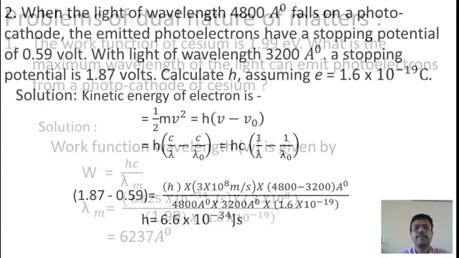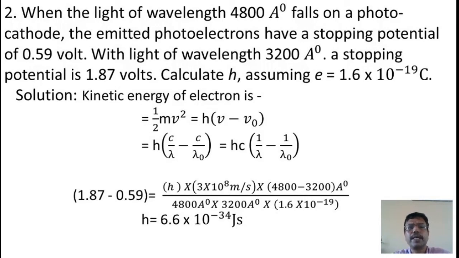Then the next problem is problem number 2. When light of wavelength 4800 angstrom falls on a photocathode, the emitted photoelectrons have a stopping potential of 0.59 volt. With light of wavelength 3200 angstrom, the stopping potential is 1.787 volt. Calculate the Planck's constant h, assuming the charge of electron is 1.6 × 10^-19 coulomb. Okay, so what are the data which are given in this problem?